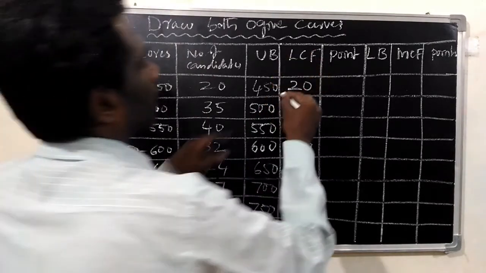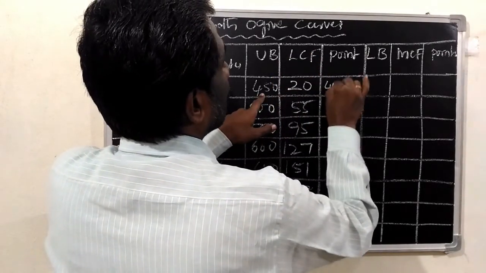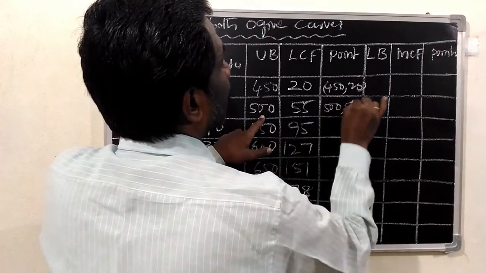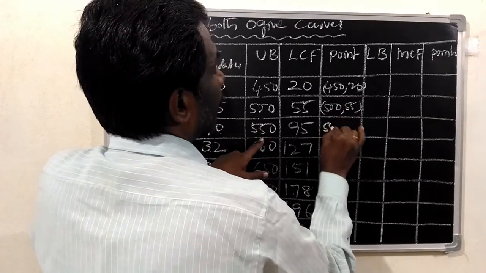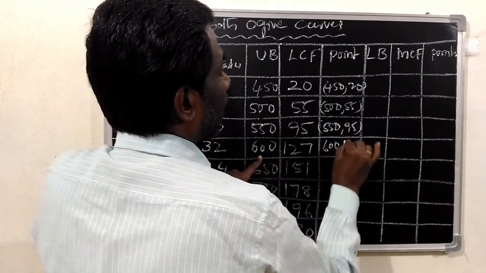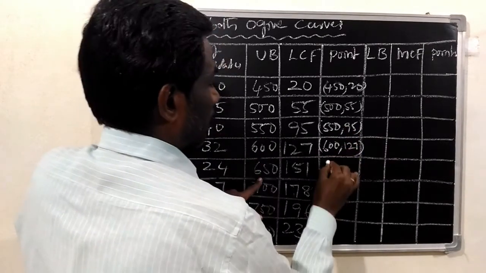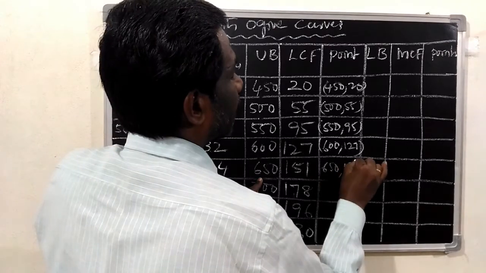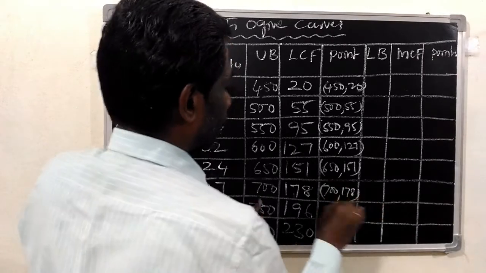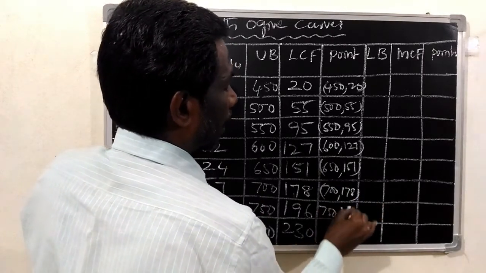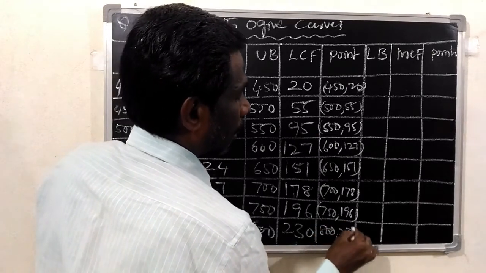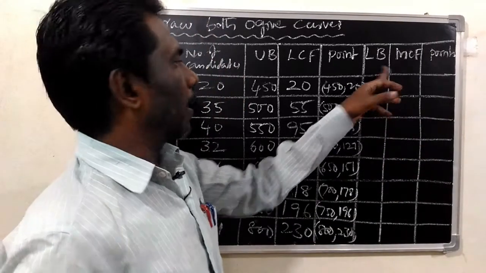And next write the points. They are 450 comma 20, 500 comma 55, 550 comma 95, 600 comma 127, 650 comma 151, 700 comma 178, 750 comma 196, 800 comma 230.